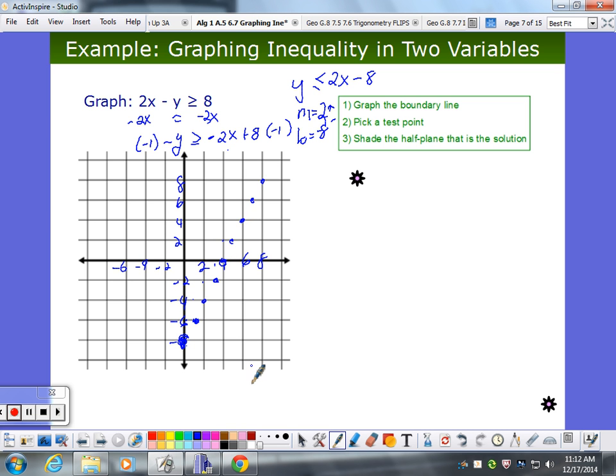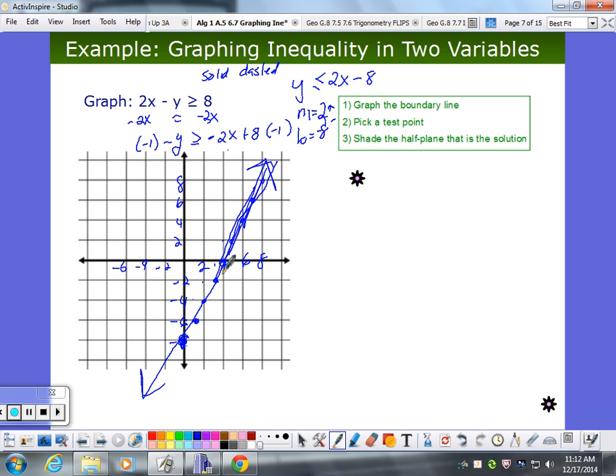Now, I have to draw a line. Don't just go willy-nilly and draw a line. There's a question: do I make a solid line or a dash? And explain why. Why, Ryan? Because it is y equal, that means the points on the line are also solutions. So you make it solid. It's like filling in the circle when you're on a number line.